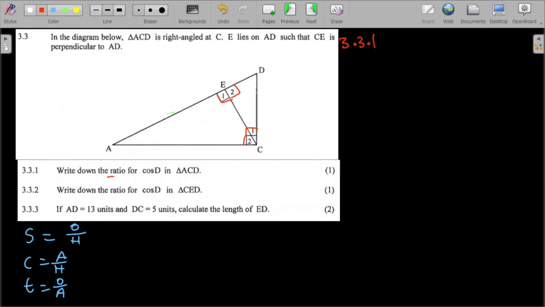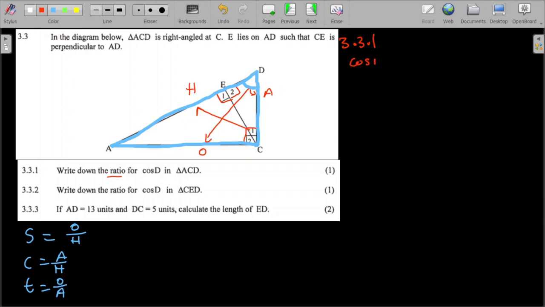3.3.1, they're asking us to write down the ratio of cos D in triangle ACD. Let me first highlight this triangle that they are talking about, A, C, D. So the angle that they're specifically talking about is this angle D. Now remember, cos is adjacent over hypotenuse. This angle here for cos has an opposite side. Remember, this is my 90 degrees, meaning this is my hypotenuse side. So this is H. This is the opposite side. Automatically, this one is going to be the adjacent side of this angle.